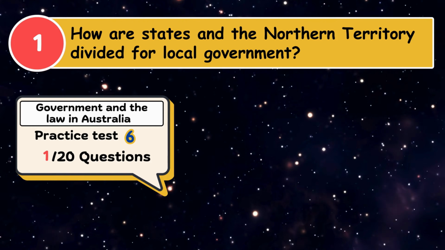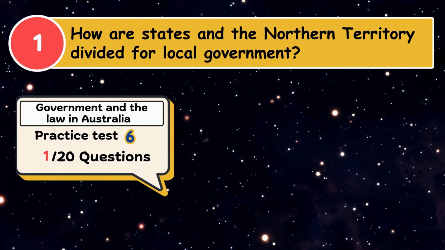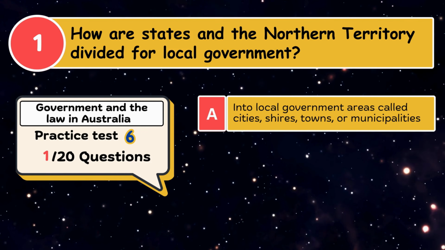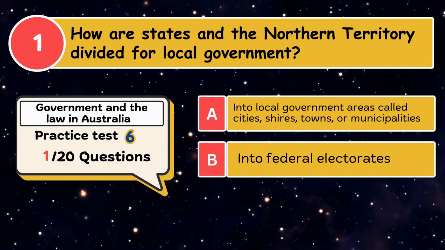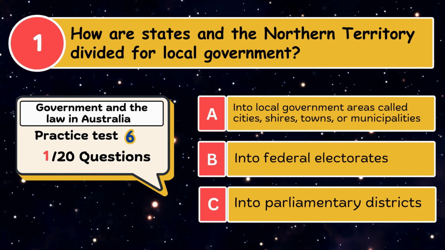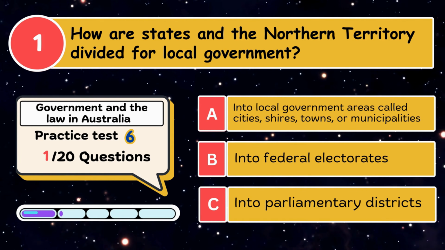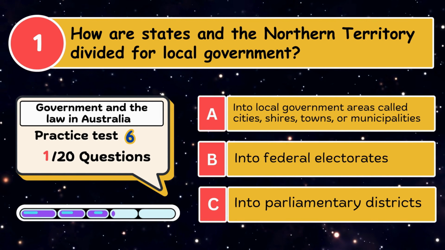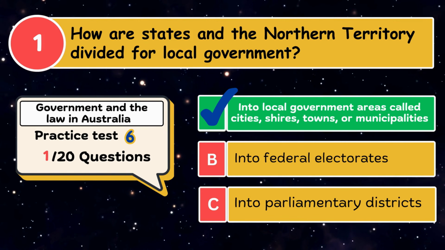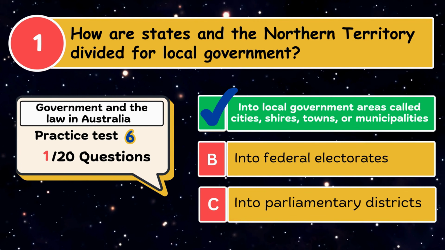How are states and the Northern Territory divided for local government? Into local government areas called cities, shires, towns, or municipalities. Into federal electorates. Into parliamentary districts. The correct answer is into local government areas called cities, shires, towns, or municipalities.